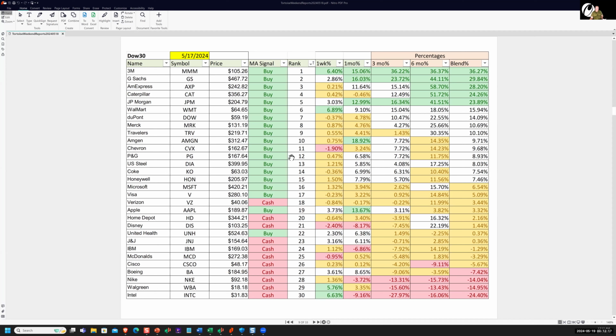Dow 30, financials doing really well. 3M just continues to amaze. But otherwise, Goldman, AXP, Morgan, Travelers. Finance continues to dominate.